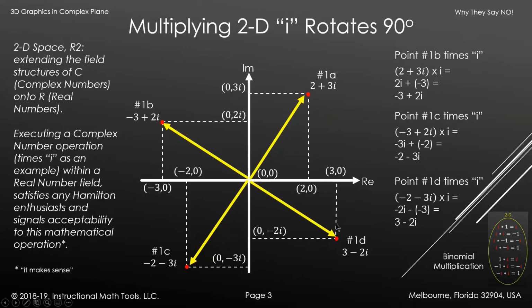Now, to understand that, we first have to understand what he was talking about. This is an example in the 2D environment of how you can make sense out of a field, an R2 field. You take a complex point, 2 plus 3i, and you multiply it times i, and it flips it over to the next quadrant, 90 degrees. You multiply this point times i, and it flips it, and so on and so forth. So you can see for yourself, this makes sense. This is a field that shows a relationship between reals and imaginary numbers.